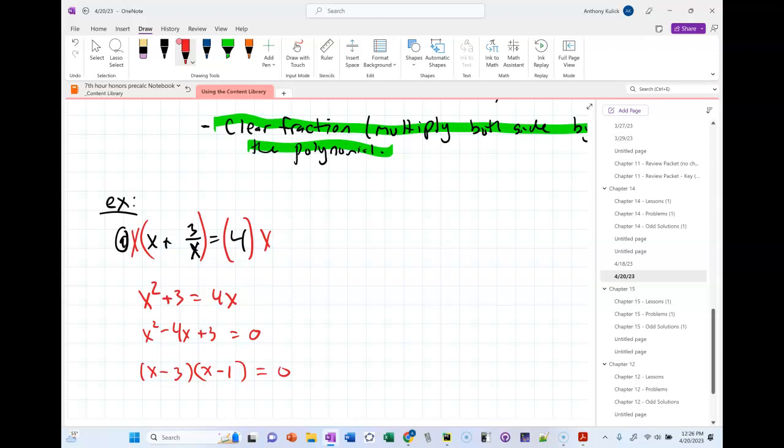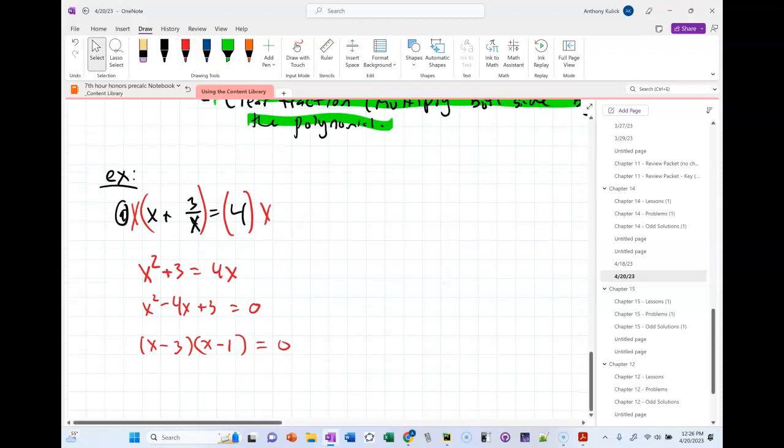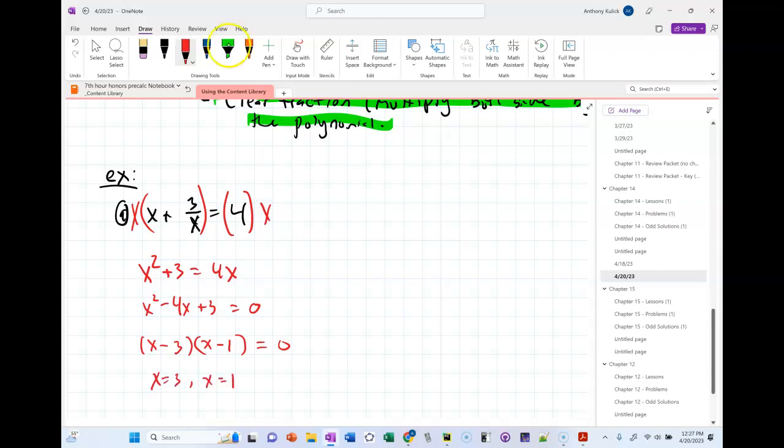x minus 3, x minus 1. I heard whispers from Isaac. Okay. So when I solve that, I get 3 and I get 1. But I'm not done here, right? What do I still need to do?